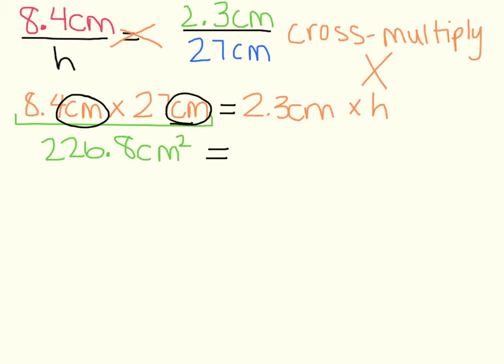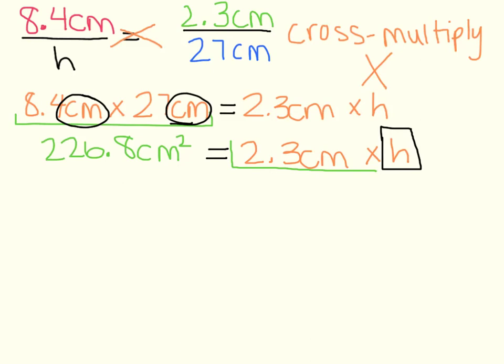The other side is still 2.3 centimeters times h. H is not a number that we can plug into our calculator and multiply. We would, however, like to get h all by itself. Think about how we could do that. In math, when you want to get a number by itself, you need to get rid of anything else that's on that side of the equation. So taking a look here, the only other thing beside h is this 2.3 centimeters. Think about how we could get rid of it.